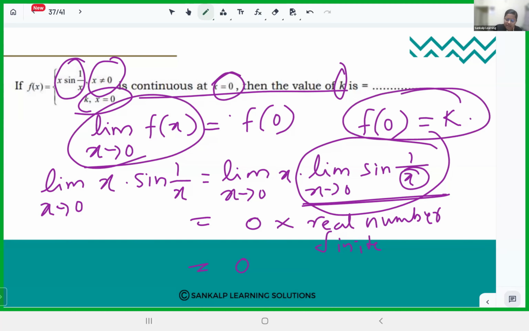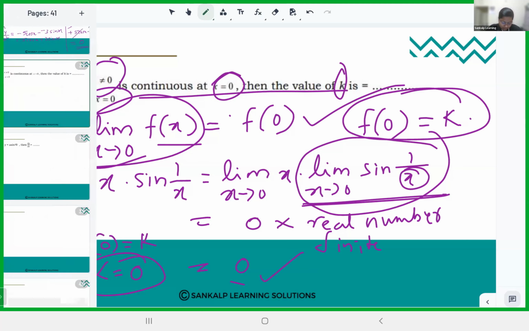So here we have obtained that limit as x tends to 0 of f of x is 0, and f of 0 is equal to k. Since it is continuous at x equal to 0, we can equate this, which means k is equal to 0, right? F of 0 is equal to k implies k is equal to 0 because we have got the limit as x tends to 0 of f of x as equal to 0. Okay, so that is the answer.